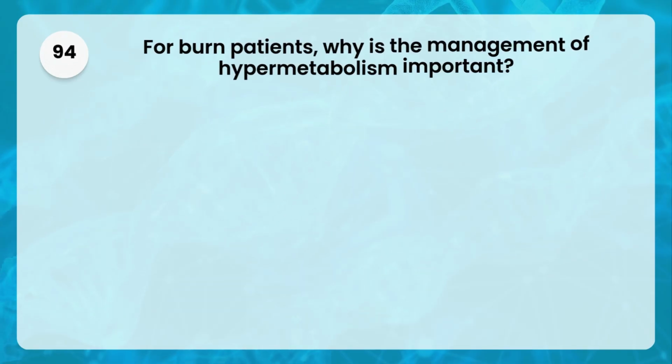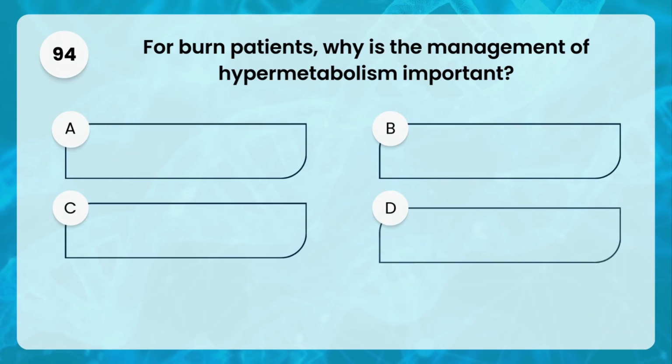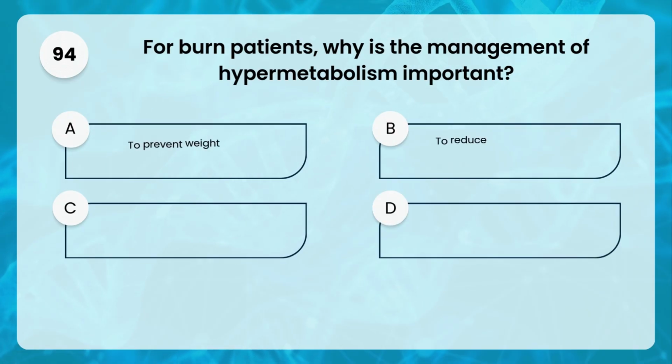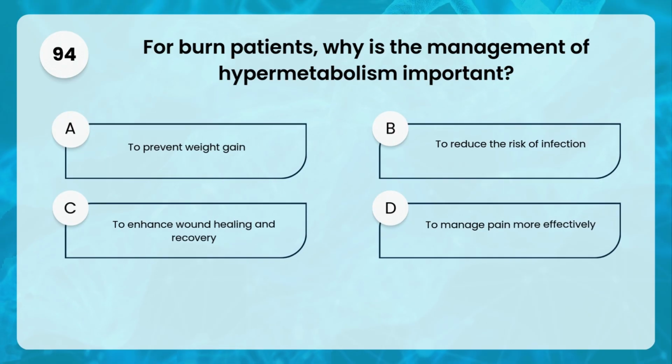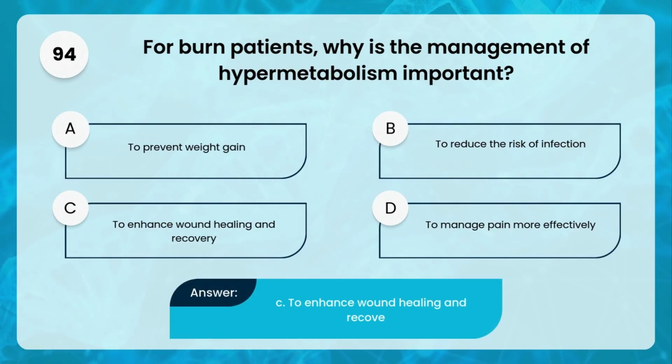94. For burn patients, why is the management of hypermetabolism important? A. To prevent weight gain. B. To reduce the risk of infection. C. To enhance wound healing and recovery. Or D. To manage pain more effectively. The answer is C. To enhance wound healing and recovery.